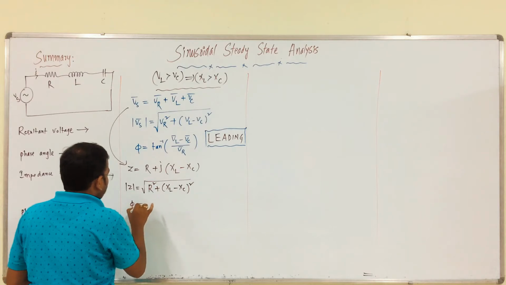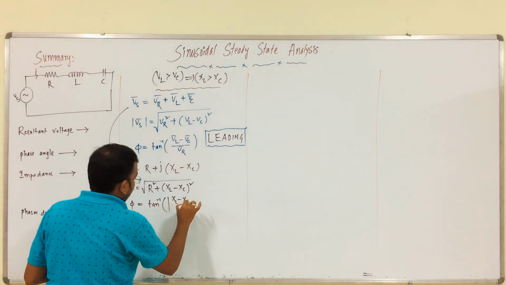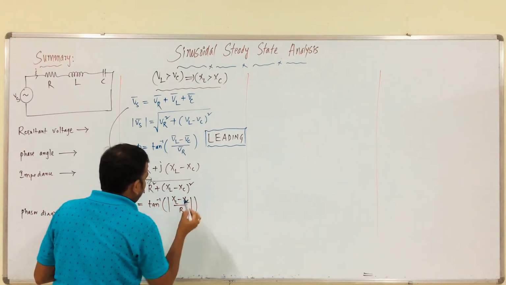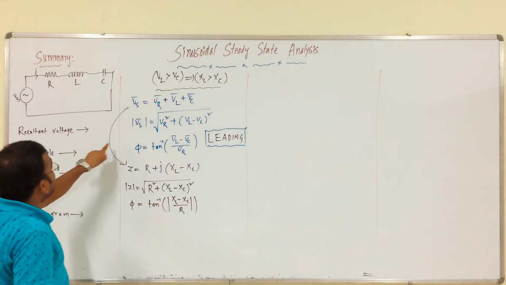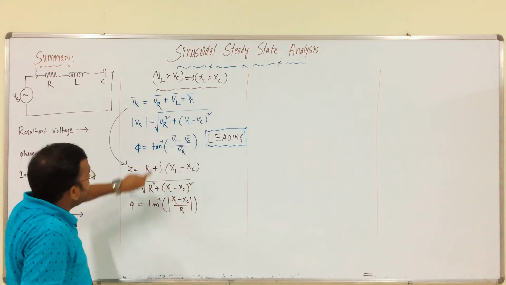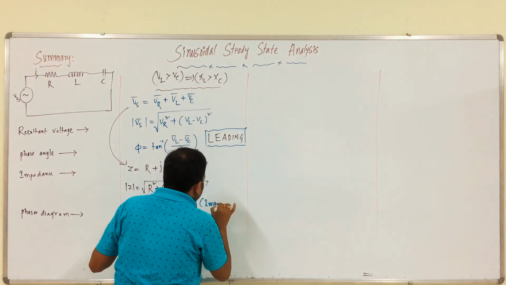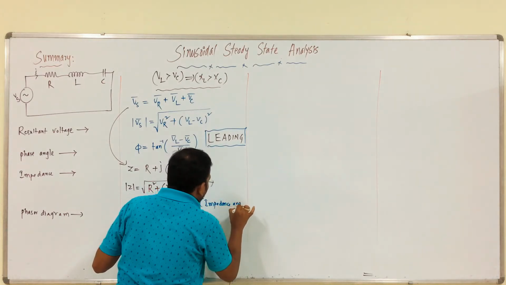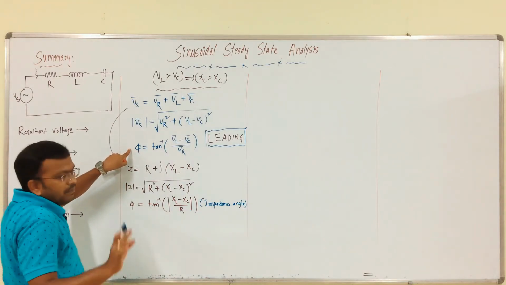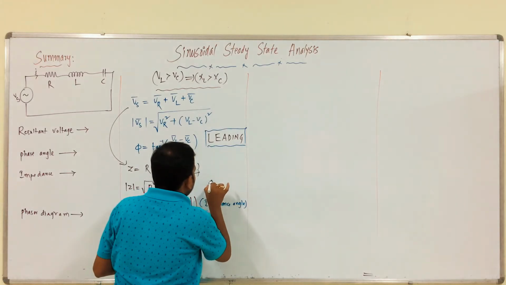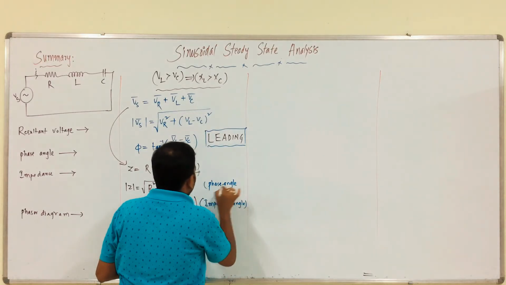Then the angle is nothing but what? Tan inverse mod XL minus XC by R. Clear? This is also leading, but this is with respect to resultant voltage, this is the phase angle. With respect to impedance, this is the phase angle. Therefore, this can be called the impedance angle. Both are equal. Okay. Phase angle is equal to impedance angle. Both are equal. Okay.